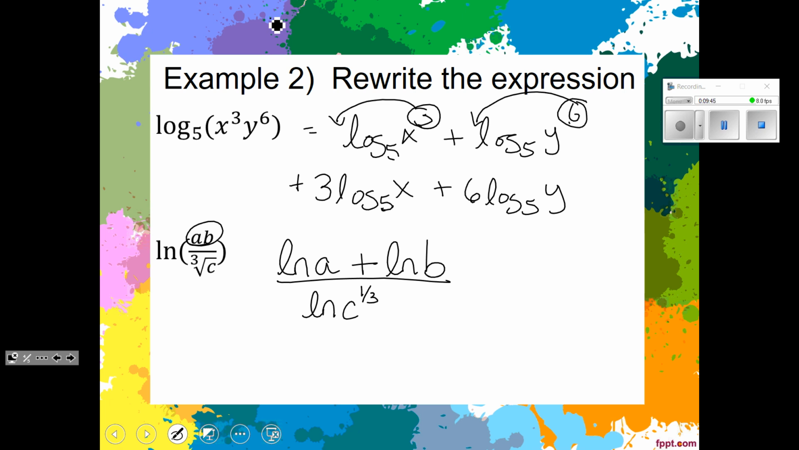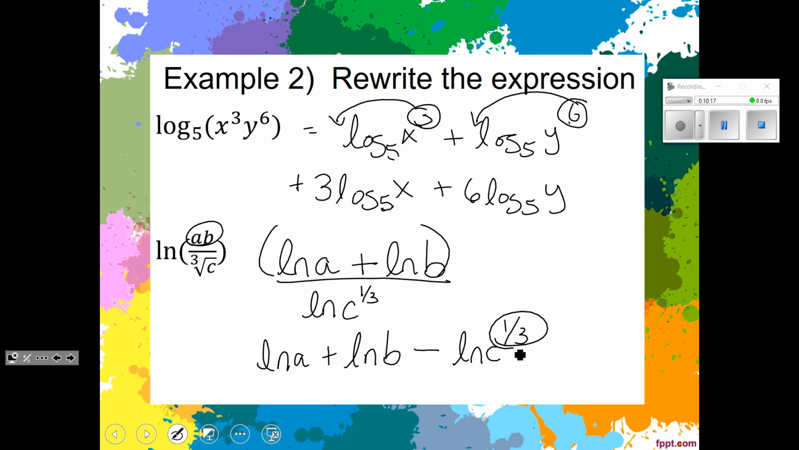Okay? Now, what does the division property say? It says you can take all of this and do what to it? Subtract it. Okay? So this would be the ln of a plus the ln of b minus the ln of c to the 1/3 power. And then the very last part of it would be we don't leave an exponent, so where does that 1/3 need to go? In the front. He needs to be multiplied. So it would be the ln of a plus the ln of b minus 1/3 times the ln of c.